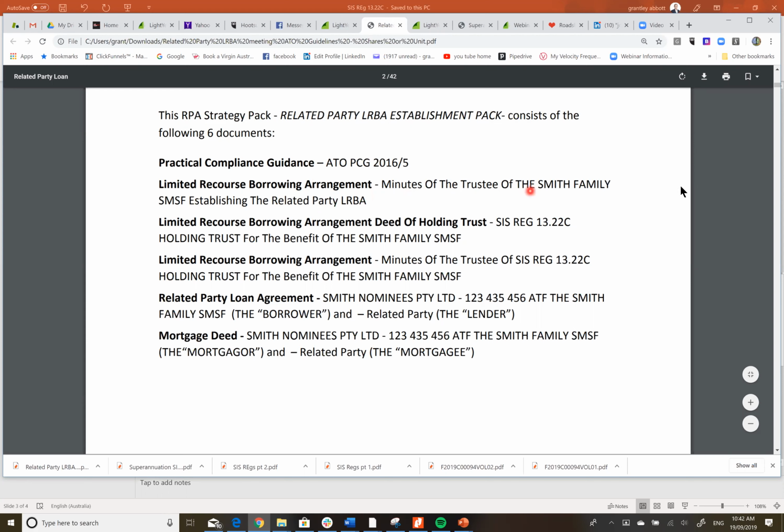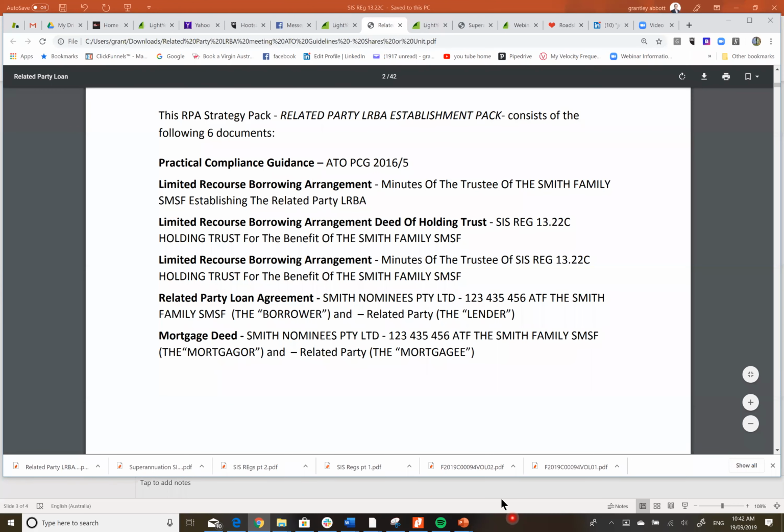So that's the minutes of the trustee, the Smith Family Fund, wanting to set it up. Then you've got the holding trust. You've got the limited recourse borrowing arrangement for the 1322C holding trust. You've got the related party loan agreement, and then the mortgage deed, which is over those units as well. So as you can see, that's an application of a strategy if we wanted to go down there.